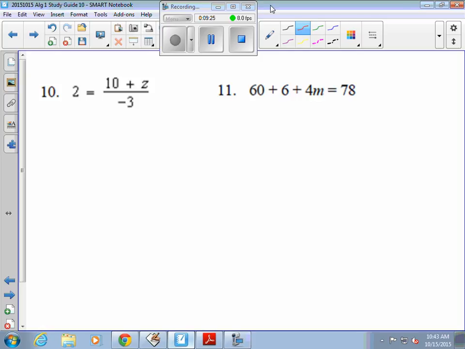Number 10 says 2 is equal to 10 plus z divided by negative 3. Remember, normally we would undo plus 10 or the positive 10, but you can't right here because of the grouping symbol that's created by the fraction bar. It says divide by negative 3, so you need to make sure to undo that by multiplying by negative 3. That'll cancel this and leave you with 10 plus z.